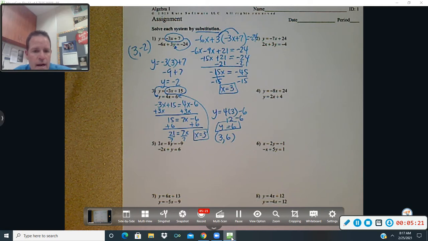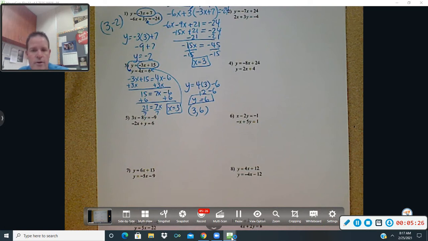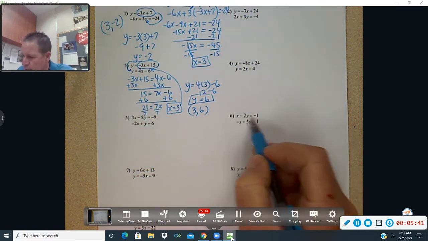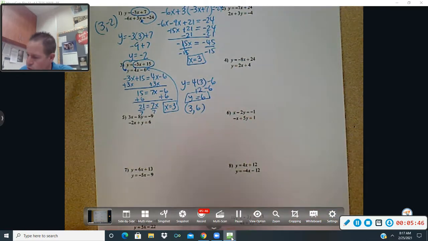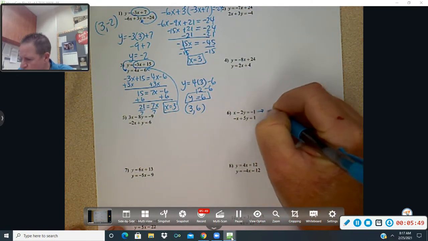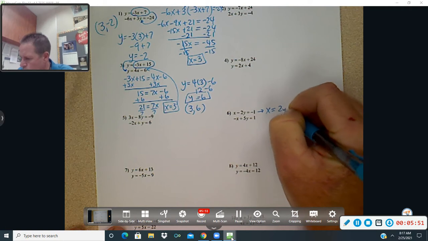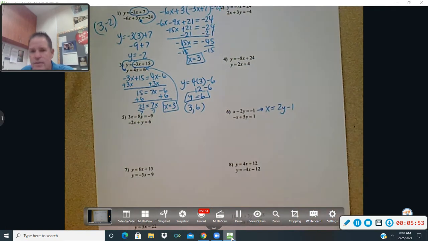Okay, final one that I'm going to do with you is number 6, and then you're going to do the rest on your own. So number 6, I don't know what x equals or what y equals. So I need to solve for either x or y. Now I think it looks easier to solve for x in this top one, because all I got to do is add over 2y. So if I add over 2y, I would have out of this equation x equals 2y minus 1. Again, just add it over to the other side and have 2y minus 1.